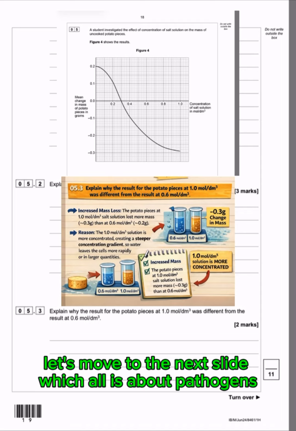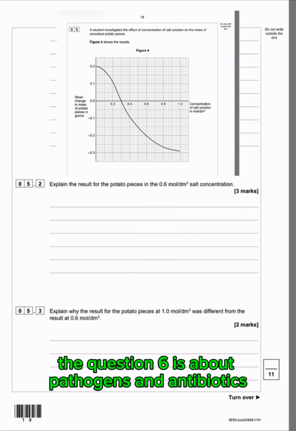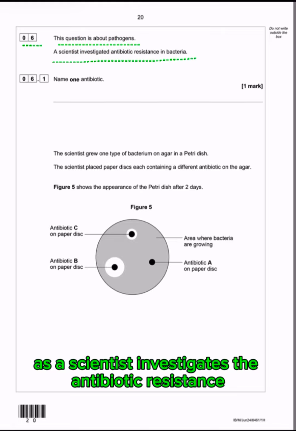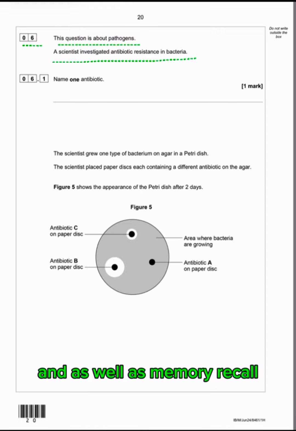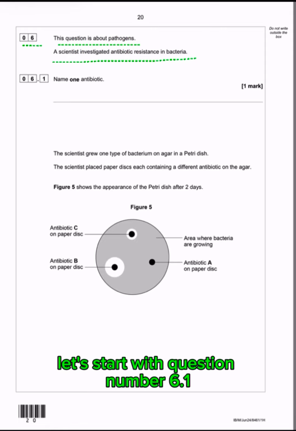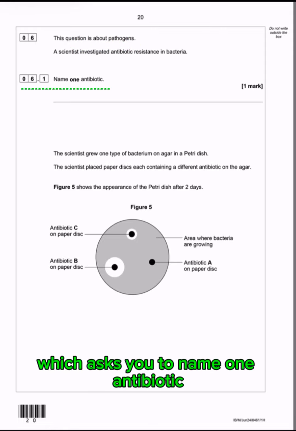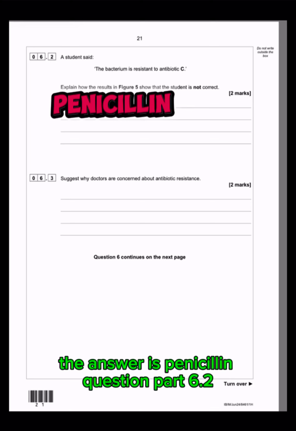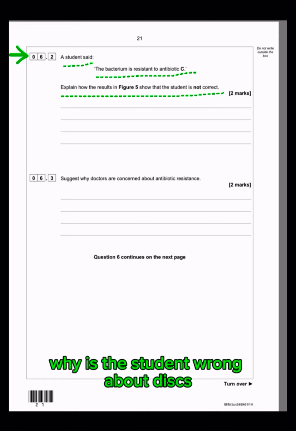Let's move to the next slide, which is all about pathogens. Question 6 is about pathogens and antibiotics. A scientist investigates antibiotic resistance, and you are asked to explain the results, as well as memory recall and name one antibiotic. Let's start with question 6.1, which asks you to name one antibiotic. The answer is penicillin.